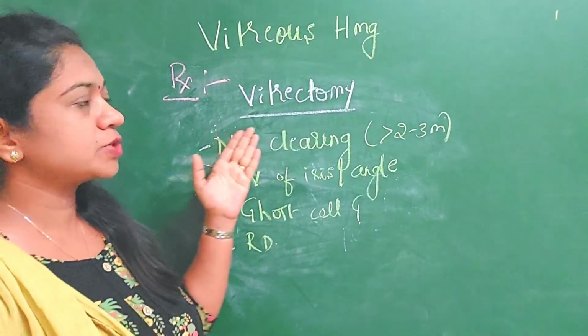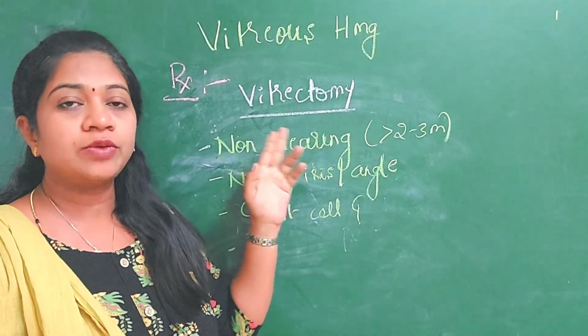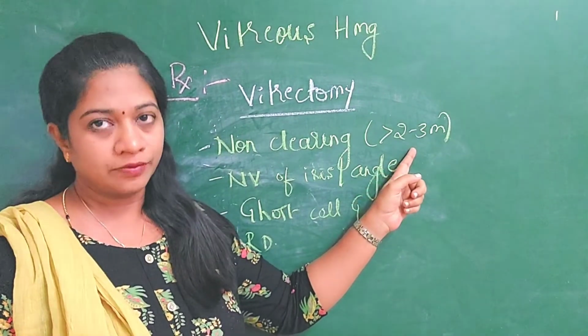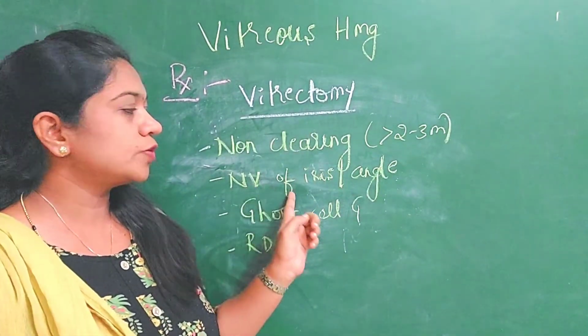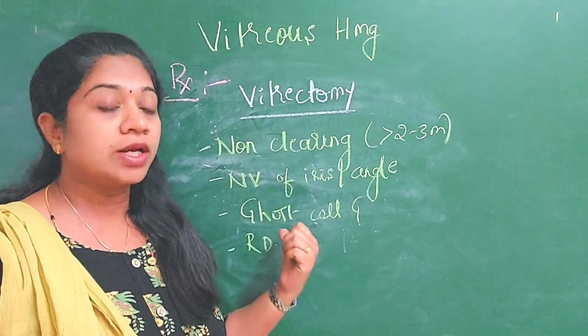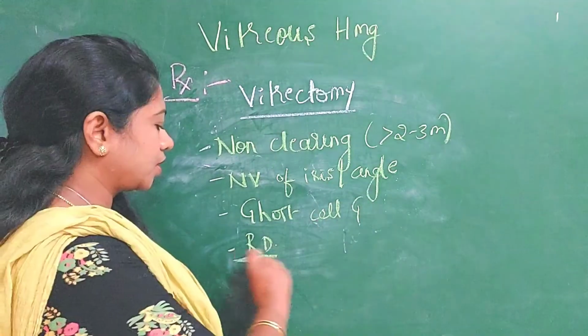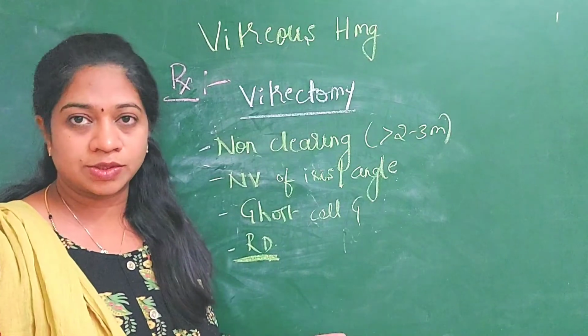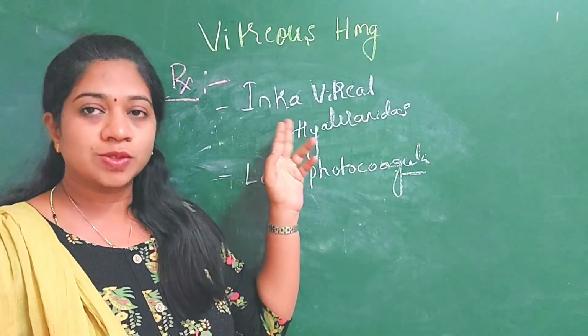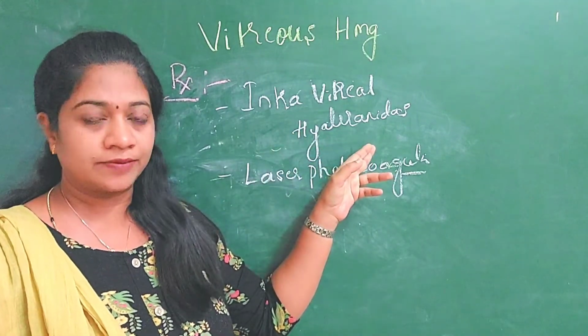So the next step in management is doing vitrectomy. You want to do the vitrectomy when there is non-clearing of the blood even after 2 to 3 months of waiting period, or if there are new vessels at the iris and the angle, or if the patient has developed complications like ghost cell glaucoma, and obviously if the patient is having associated retinal detachment, you have to do the vitrectomy. You can also give intravitreal hyaluronidase to treat the vitreous hemorrhage.